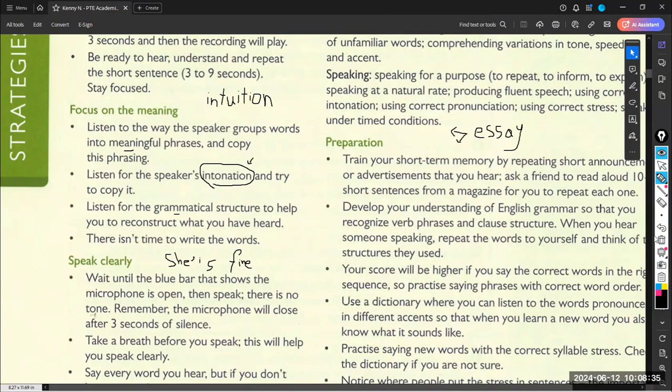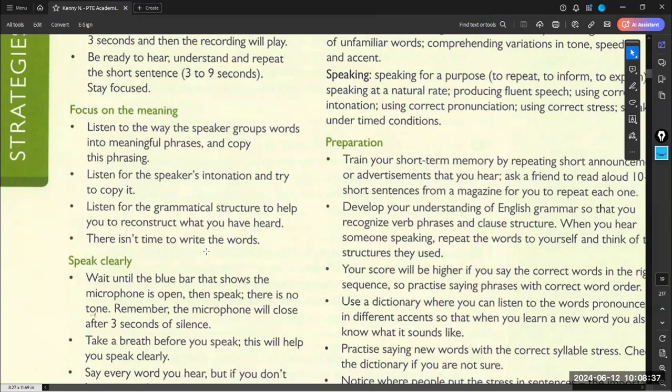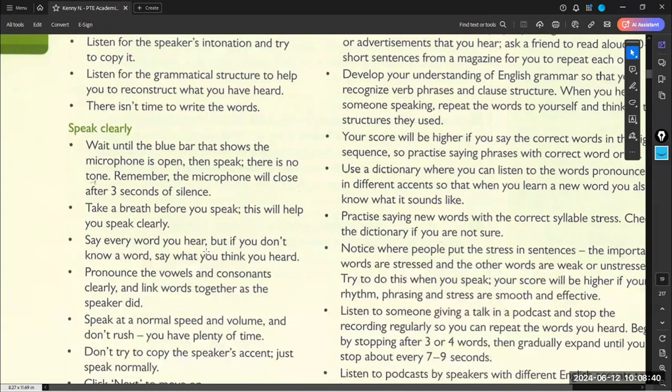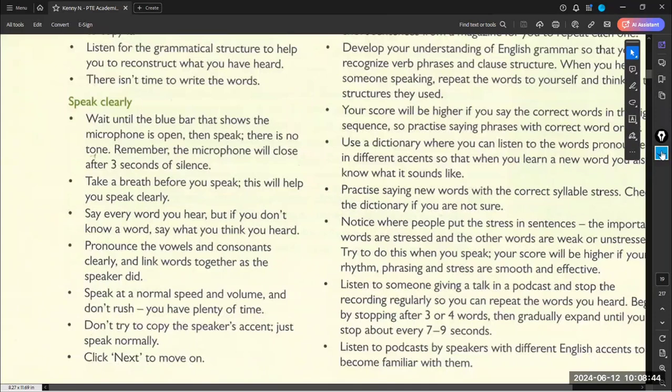Be careful about the verb, because if the verb is not correct, absolutely you will lose your mark. So please be careful. There is also no time to write the words, so stop writing the whole sentence. If you want to write some words in the notebook, Ali, write only nouns, because the main idea in the sentence is nouns, not verbs.